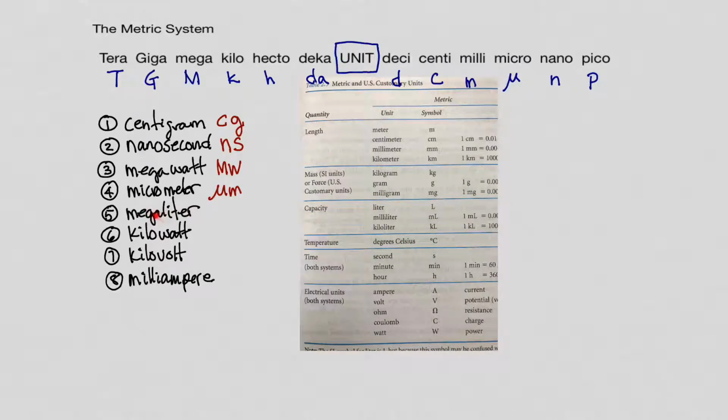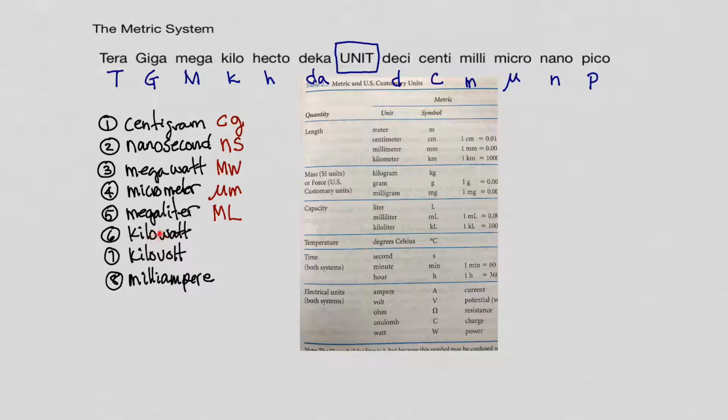And then for megaliter, we just did mega. We know that's a capital M. And this is a capacity, a liter. Over here, a liter, that's a capital L. So we're going to have a capital M for mega and a capital L for liter. So let's write that. This is going to be ML.